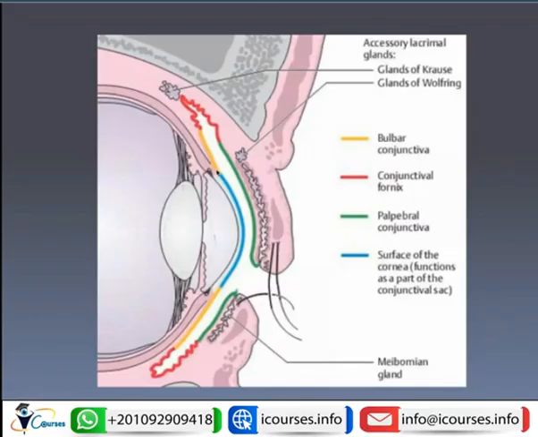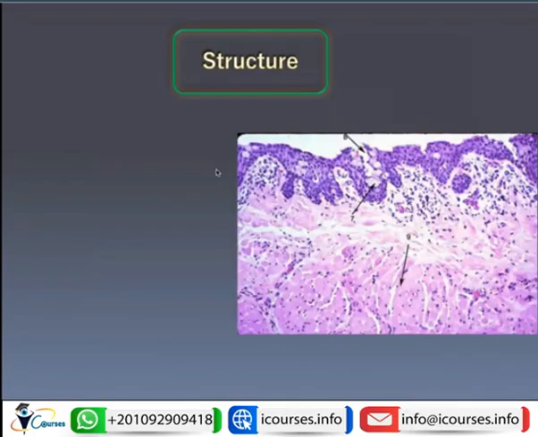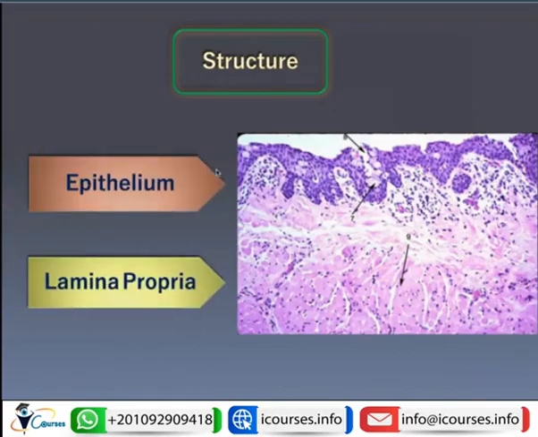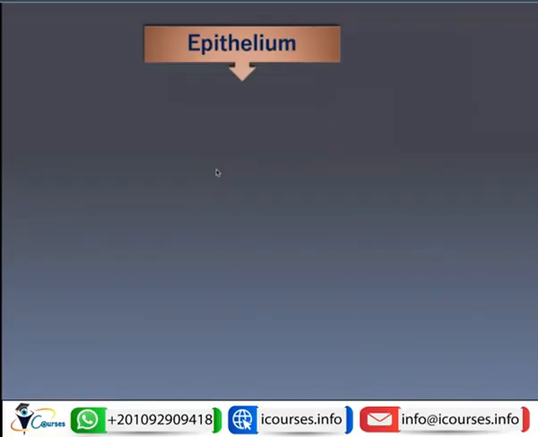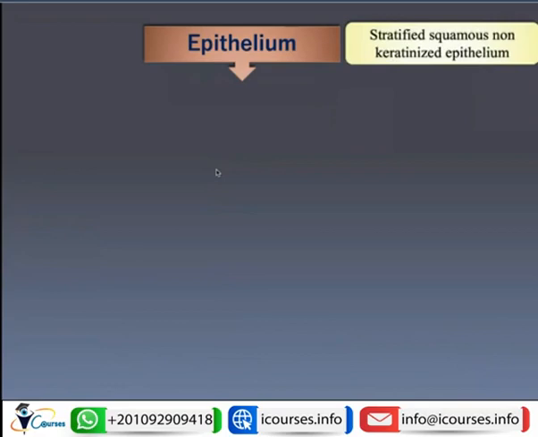globe from this area. The structure of the conjunctiva is formed of epithelium and stroma or lamina propria. So what is the structure of each of them? This is not a common question in the exam. So the epithelium has different layers. You don't have to memorize it because it is rarely asked in the exam. But I will just tell you about it.